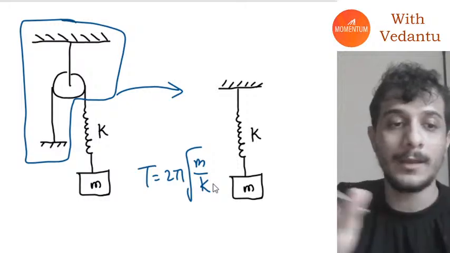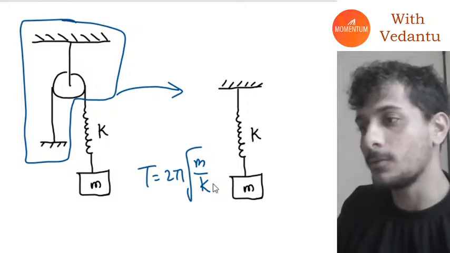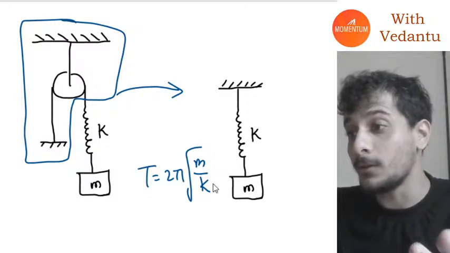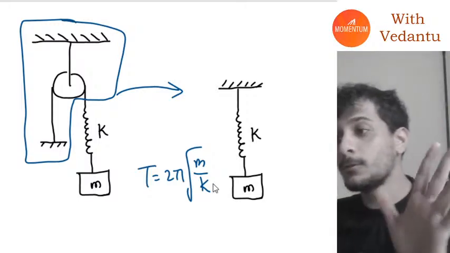So far, everybody understood? Yes, 2 pi under root m by k. If you understood, guys, give me a thumbs up so that I know you understood.